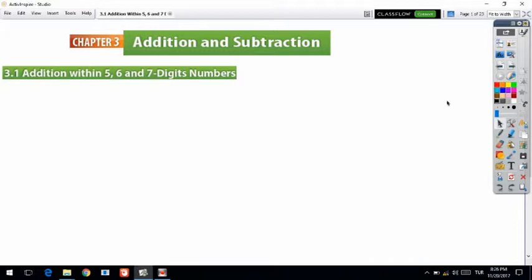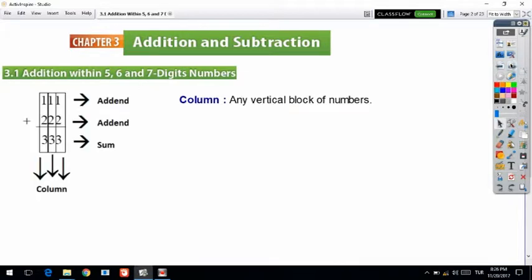Today we are going to talk about chapter 3, that is addition and subtraction. We have learned this subject many times, but in this chapter I am going to teach you how to add and how to subtract numbers with more digits. So now let's see the first section, 3.1, addition within 5, 6 and 7 digit numbers.